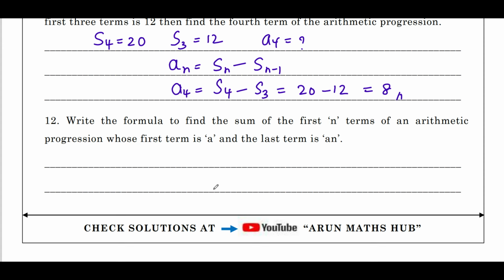Write the formula to find the sum of first n terms of an arithmetic progression whose first term is a and the last term is an or l. That is Sn equals n by 2 times (a plus an). When the last term is given, the sum formula is Sn equals n by 2 times (a plus an).